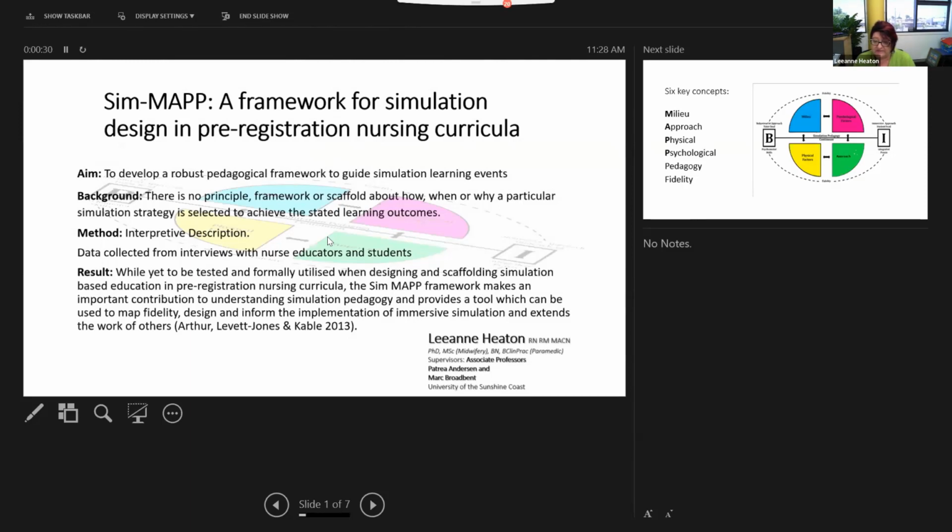And so this stems from my PhD, which I've recently completed. And it's really about trying to find a way of fitting simulation into the curriculum without it being a bolt-on type of situation. So looking at ways we can add it as part of the curriculum. At the moment, there's not really a known principle, framework or scaffold about how or why a particular simulation strategy is used at a particular point in time. It's often related to a staff member having a tendency to want to use that type of simulation modality.